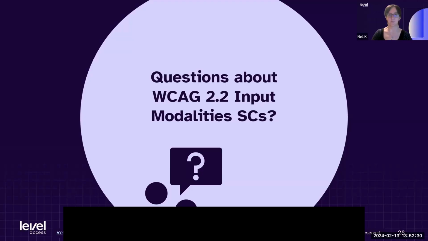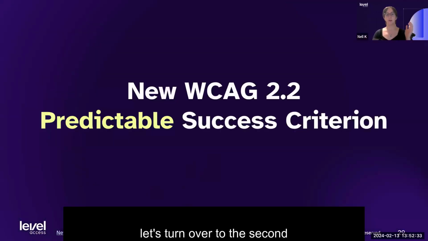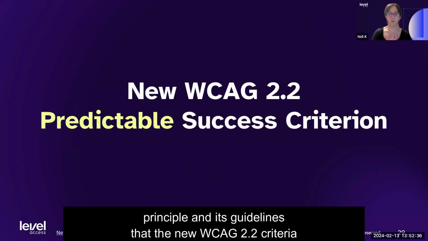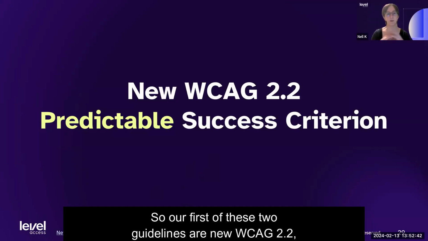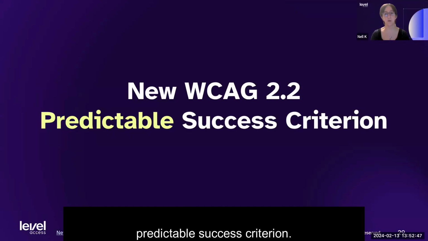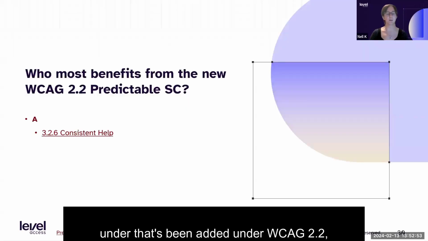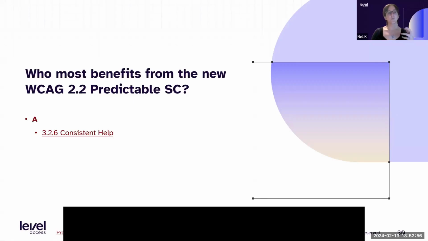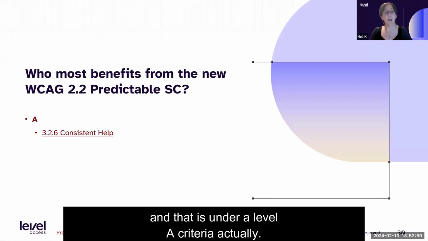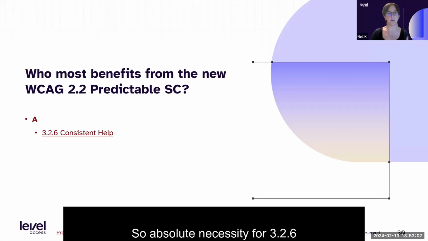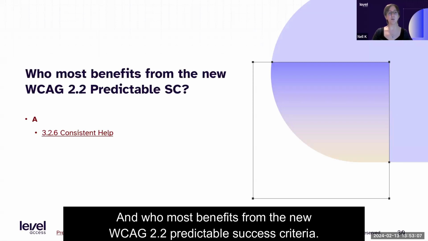But for now, let's turn over to the second principle and its guidelines that the new WCAG 2.2 criteria fall under today. So our first of these two guidelines are the new WCAG 2.2 predictable success criterion. There is actually only one success criterion that's been added under WCAG 2.2, and that is under a level A criteria, actually. So like absolute necessity: 3.2.6 consistent help.